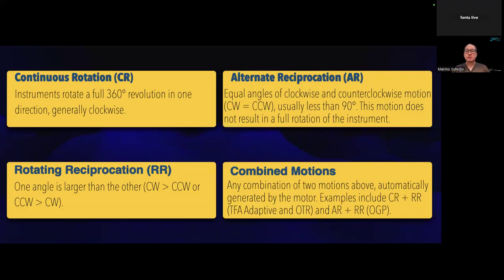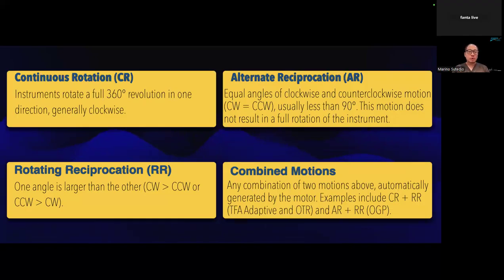The second motion we call alternate reciprocation, in which there are equal angles of clockwise and counterclockwise motions, usually less than 90 degrees. So for example, 30 degrees clockwise and 30 degrees counterclockwise, just like a watch winding, but mechanical, in the engine.